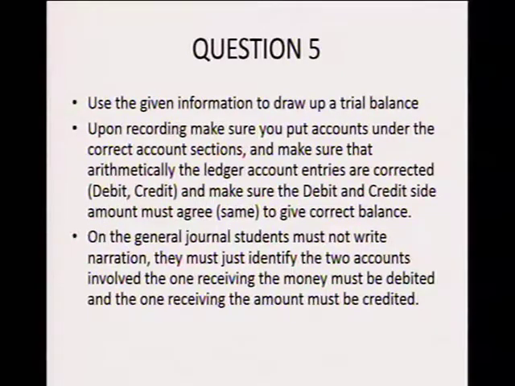There are narrations that are given. Now you have to use those narrations to come up with a general journal. In the general journal, as we know, we must write account to be debited, account to be credited, and the narration. But in this case, I don't want you to write the narration. I just want you to write which account is to be debited, and you indicate the amount, and which account is to be credited, and you indicate the amount. Again here, the one that is receiving must be debited, and the one that is giving must be credited.